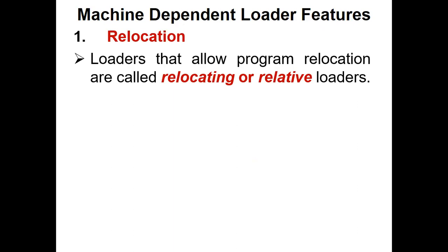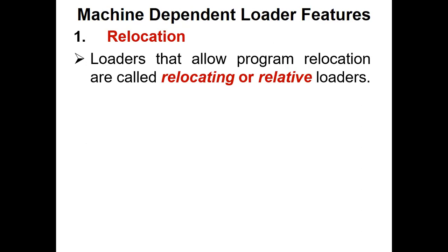Okay? Now, like we saw with the assemblers, we have the machine-dependent loader features and the machine-independent loader features. You remember for assembling, the machine-dependent features were the instruction formats and addressing modes, okay? And then we also looked at relocation. Now, for loaders, we also have relocation as one of the machine-dependent loader features. Okay, so how is relocation done?